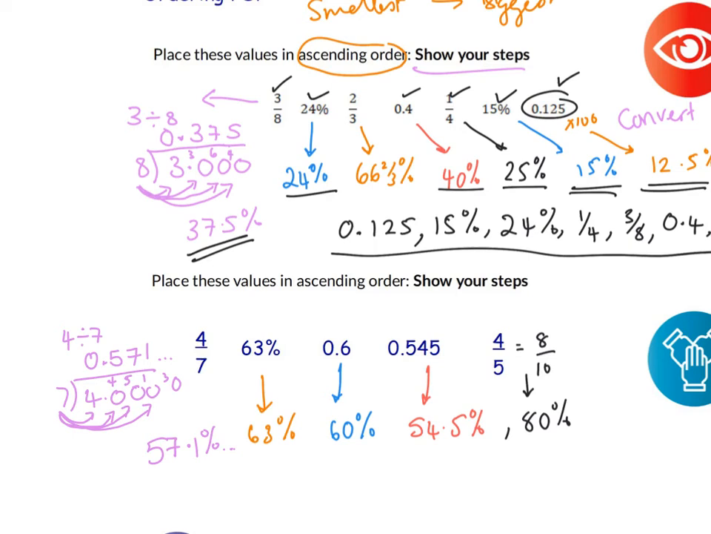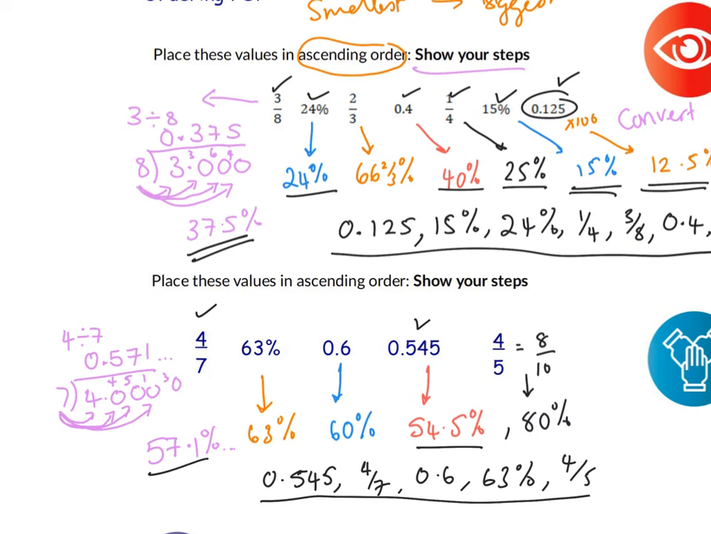So once I've got all that sorted, I can put the answer into my right order. So the smallest one is the decimal there, 0.545. Take that one off. Then I've got the other 50, so that's going to be the 4 over 7. Then we've got the 60% and 63%, and then finally the fraction. Okay, so you can tick off as you go through, and then that's your answer. So mark what you've done, please, and ask if you're not sure.